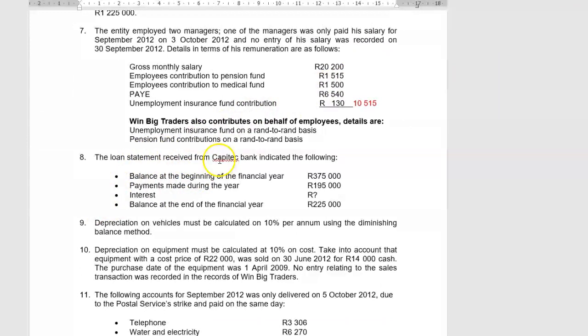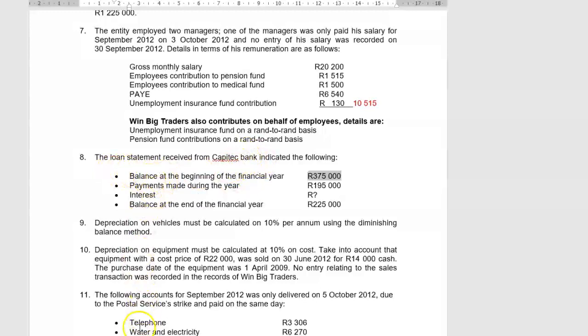The loan statement received from Capitec Bank indicated the following. Balance at the beginning of the year, 375,000. Payments made during the year, 195,000. The interest is the big question mark, and balance at the end of the year, 225,000. Now, out of these particulars, we can assume that interest was capitalized in the loan account.